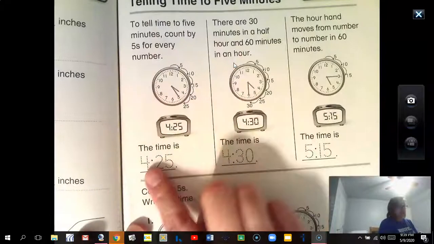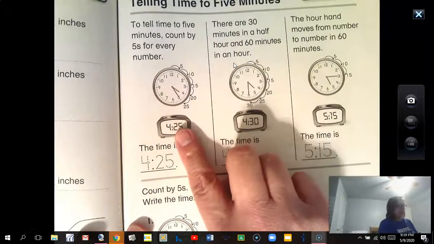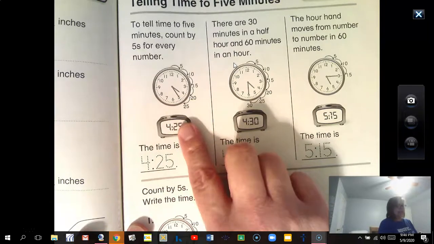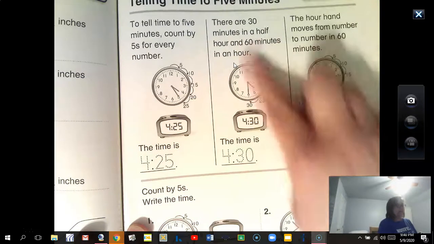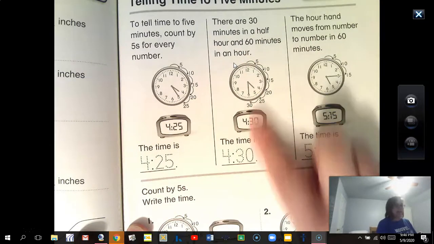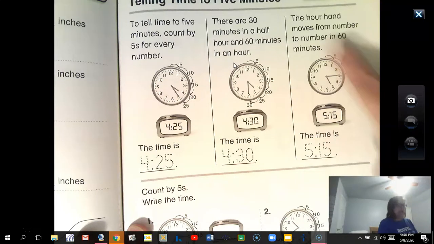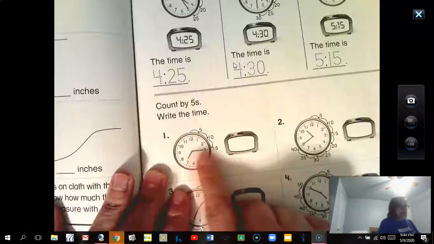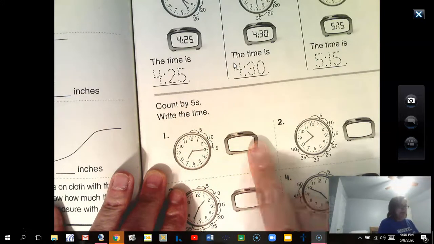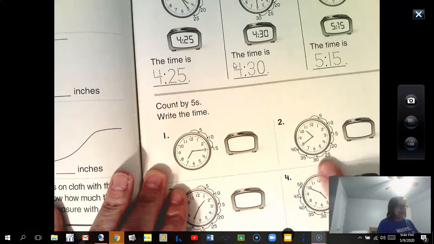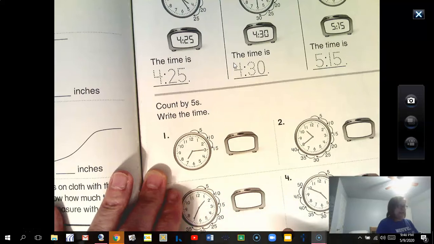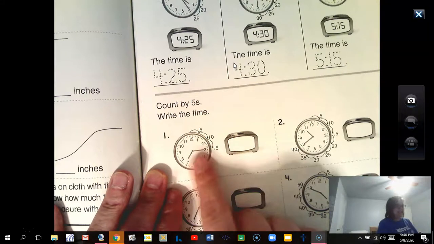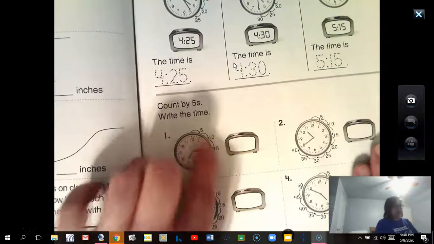And this is talking about telling time to 5 minutes. Count by fives every time. 30 minutes in a half hour and 60 minutes in an hour. The hour hand moves from number to number in 60 minutes. And right here, you're going to read this and write the time. This, write the time. This, write the time. And this, write the time. It's nice they counted by fives for you.